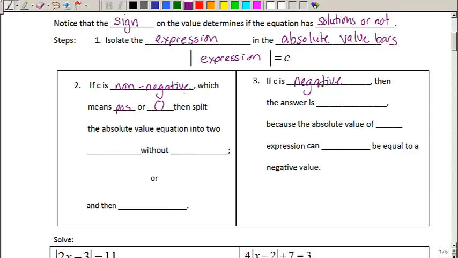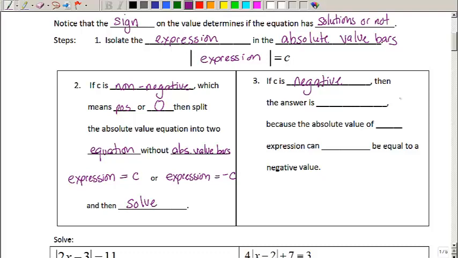Let's go back to if c is non-negative, which means positive or 0. So we're including the 0 case in with the positives. What I want you to do is to split the absolute value equation into two equations without absolute value bars. The two equations are going to be your expression inside the bars, taken out of the bars, equal to c, or the other equation, which also works, the expression equal to the opposite of c. And then you would solve those two equations.